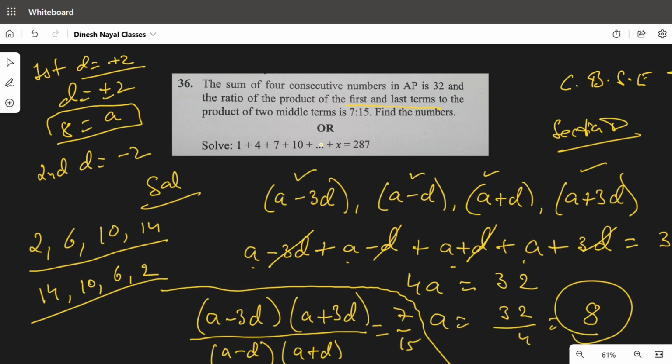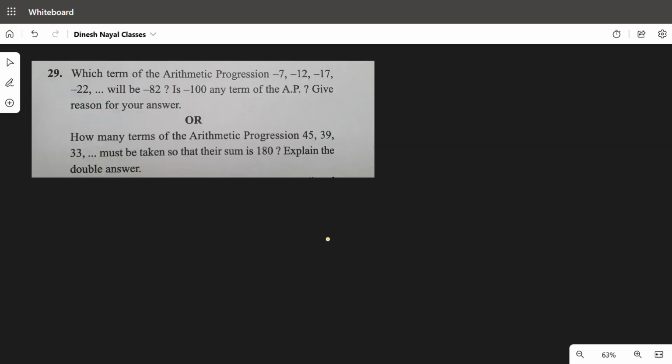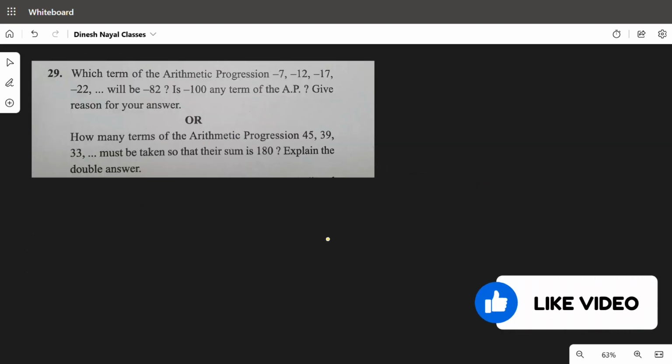In our OR part, we have the same question, ditto the same question as we have done in the previous one. So you can just look at the previous question. So moving on to our next question.